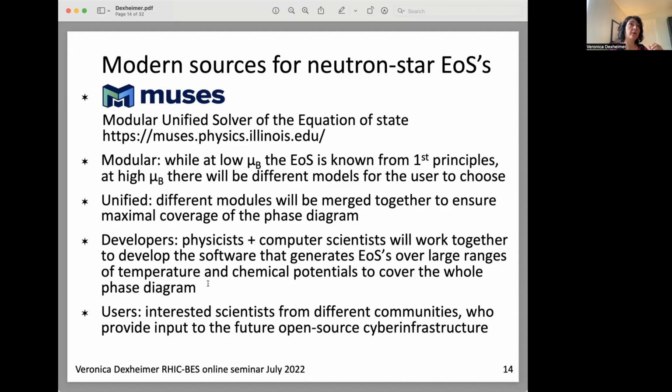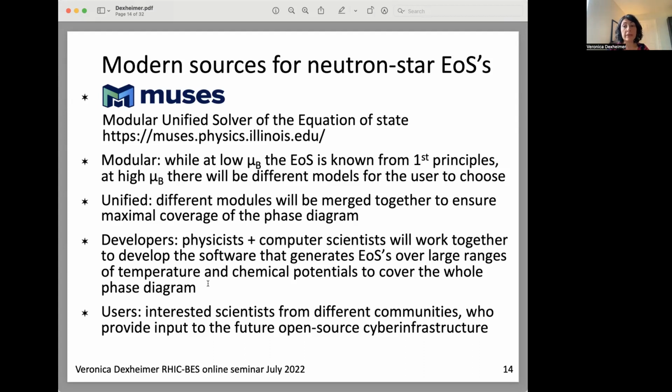For example, you want to use the chiral mean field model, but you want to use a parameterization that includes these and these particles and fulfills these and these constraints. You'll also be able to combine them. That's why the word unified. So you might want an equation of state that combines a crust with a core equation of state, or you might want to use an equation of state that has nothing to do with astrophysics, that combines lattice QCD with another model. So we're going to provide many different options that can be patched together as you wish.